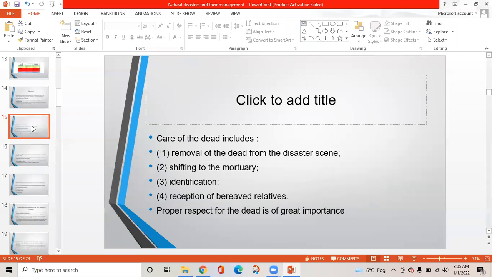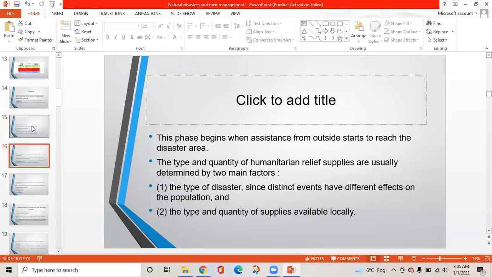Care of the dead is also included in the management of disaster. This includes, first, the removal of the dead from the disaster scene; second, the shifting to the mortuary; third, the identification; and fourth, reception of bereaved relatives. And proper respect for the dead is of great importance.